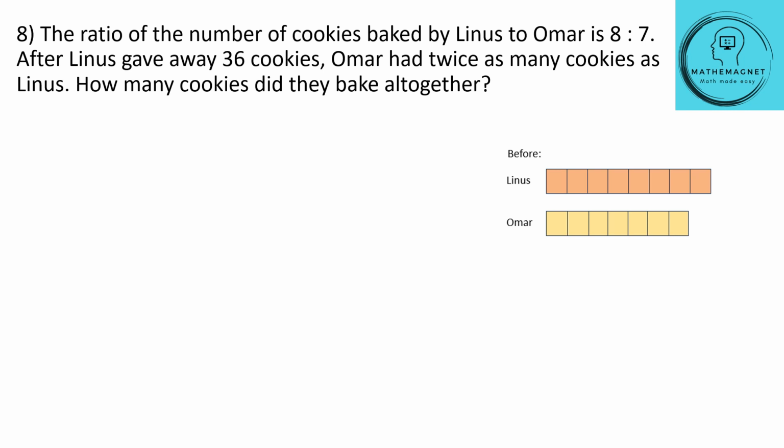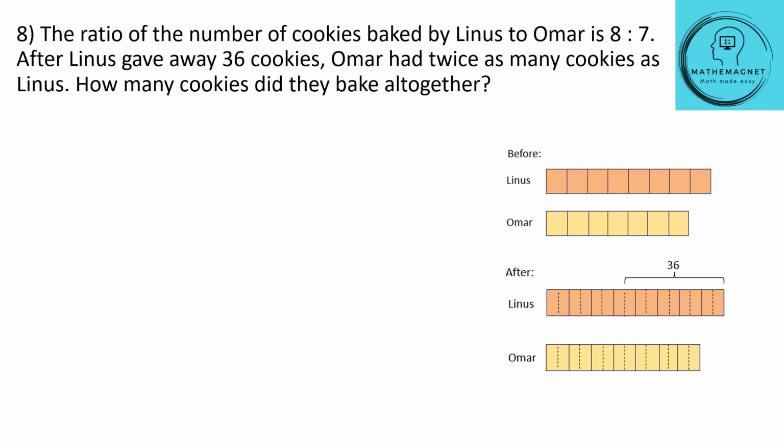But when Linus gave away 36 cookies, Omar was 2 times more than Linus. So now this 7 unit, we will split it into half, so it makes 14. So this will help us in making double and making half of it. Okay, so after model will make Linus instead of 8 units will become 16 units. Omar will become instead of 7 units will become 14 units. Now if we see this way, Omar had twice as many cookies as Linus. So which means now Omar has 14 units. So Linus will have 7 units, which means Linus has half of what Omar has.